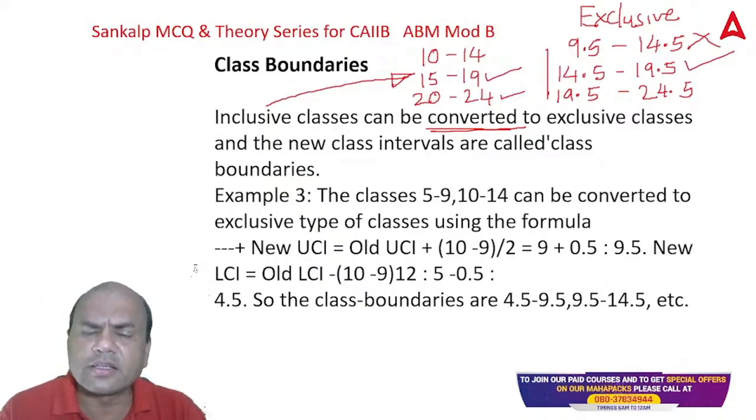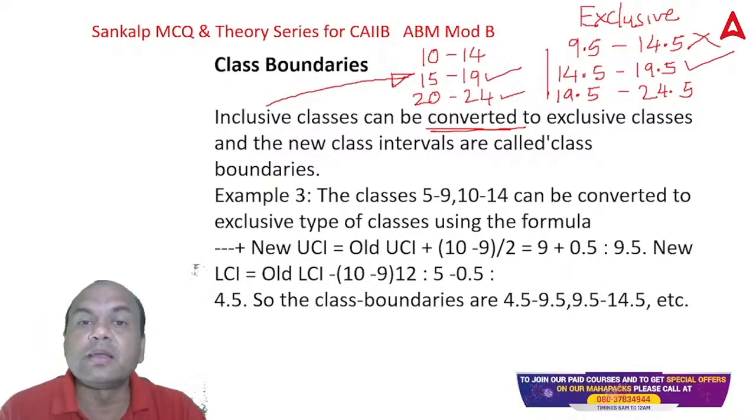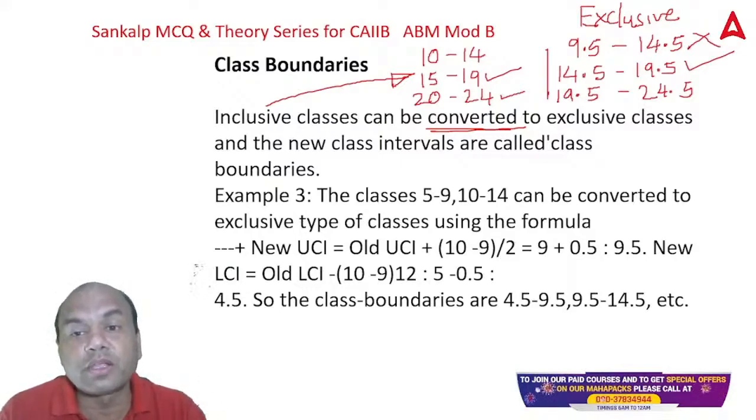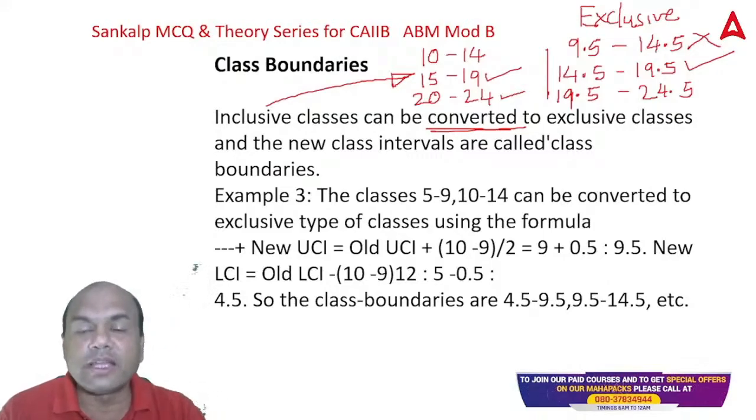So in this case, generally what we follow in your CAIIB is that any number which is on the boundary will always be included in the next class. Means 14.5, I'll be including it over here. 19.5, I'll be including it over here. So that is the meaning of exclusive and inclusive. While solving any numerical, this is the important discrimination.